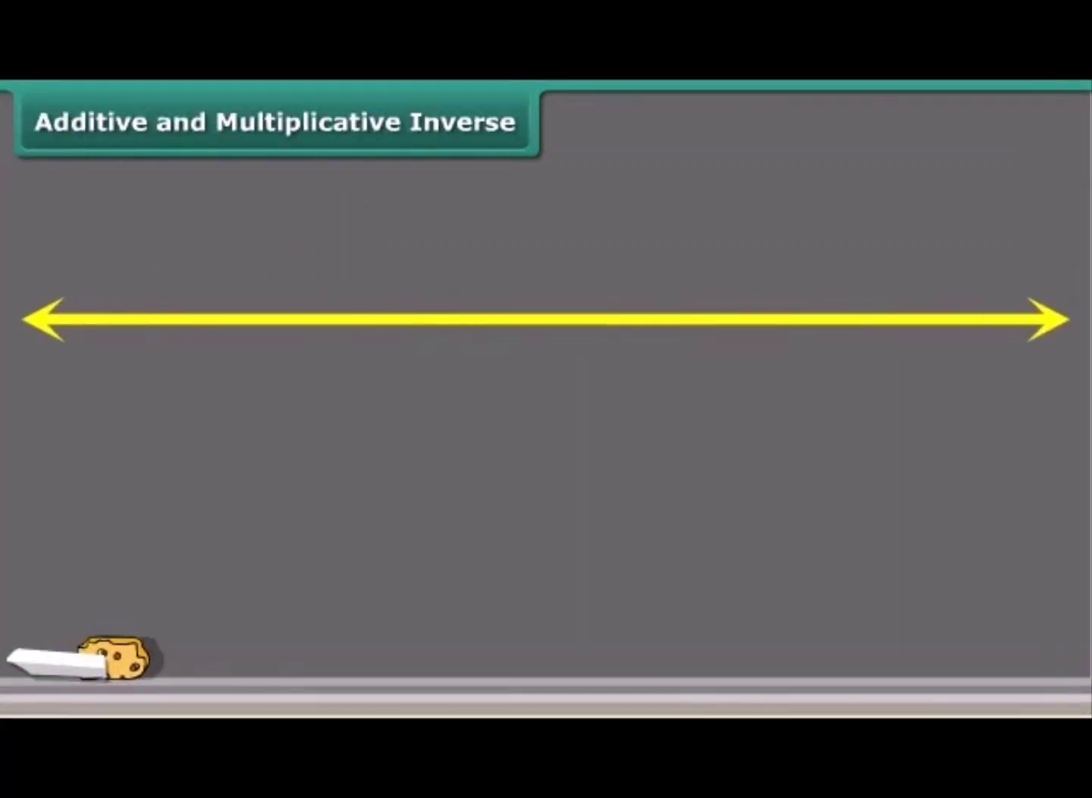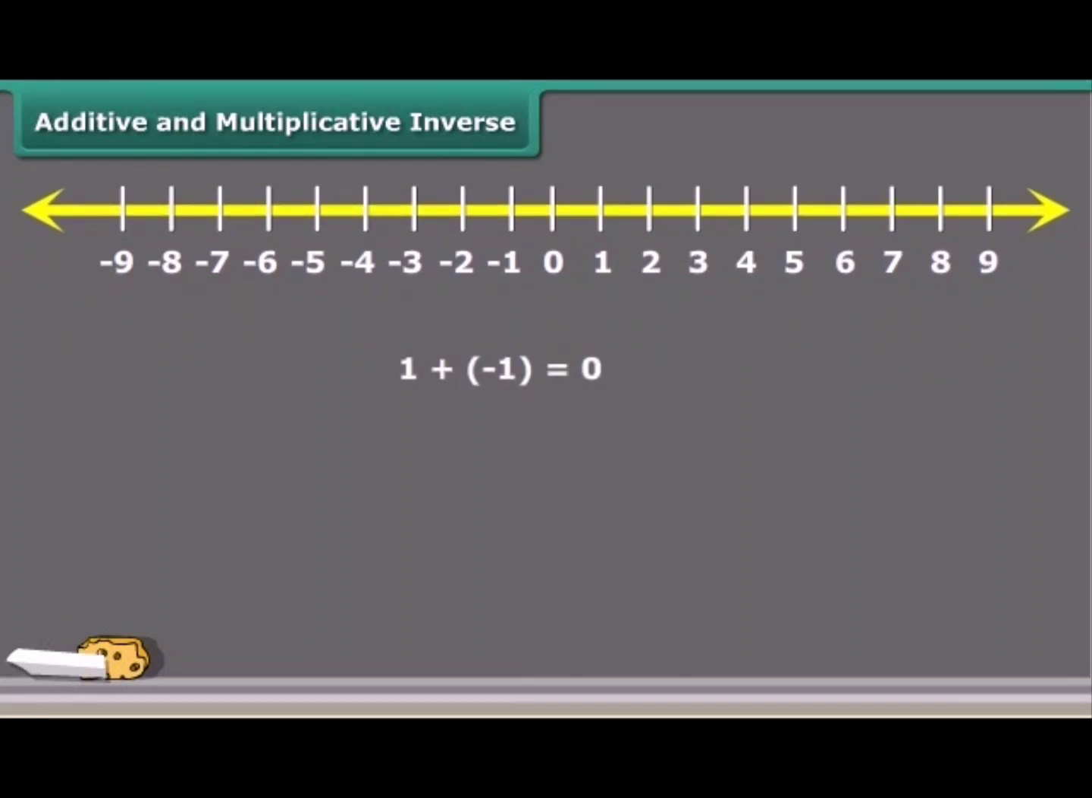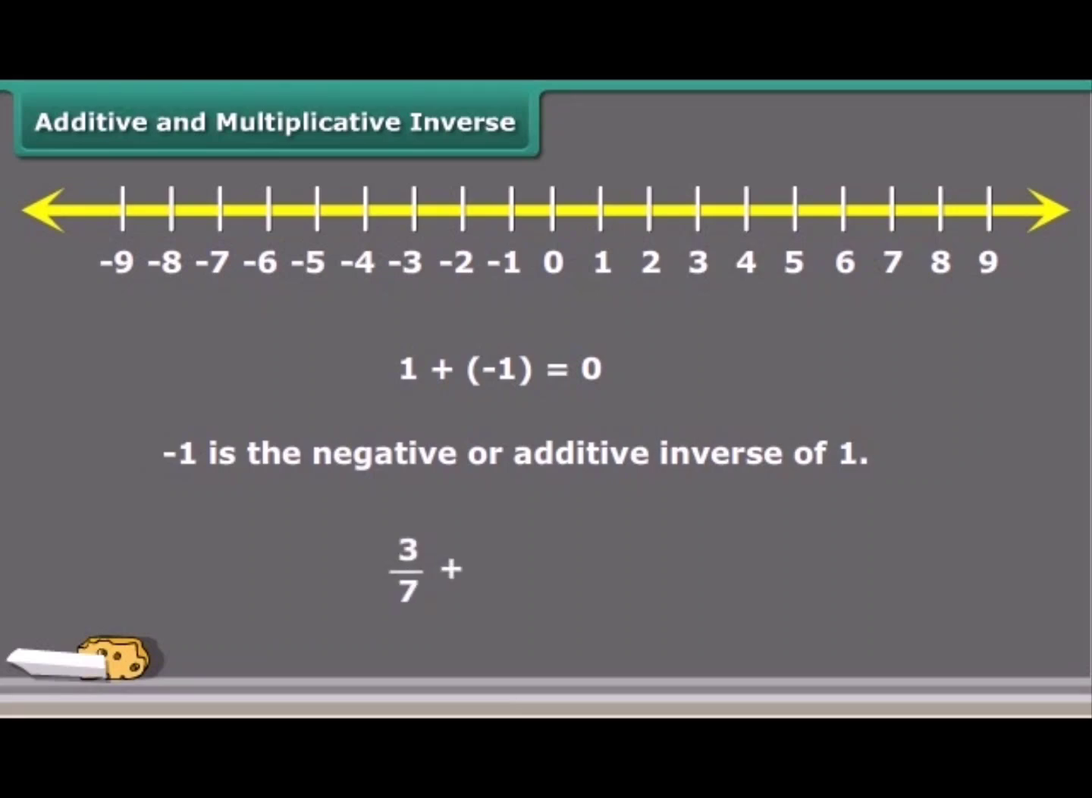You may have come across negative numbers while studying, isn't it? Is -1 the negative of 1? Yes, it is because 1 plus -1 equals 0. So we say that -1 is the negative or additive inverse of 1. Likewise, for any rational number, say 3 by 7, -3 by 7 will be its additive inverse.